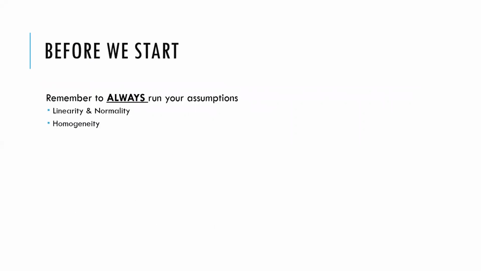As always, a reminder before you start running your repeated measures: always run your other assumptions. Even though there is a new assumption for repeated measures, you still have all the other assumptions that ANOVA testing has: your linearity, your normality, your homogeneity. So don't forget to always run those as well as sphericity. And again, we'll go over that new assumption later.